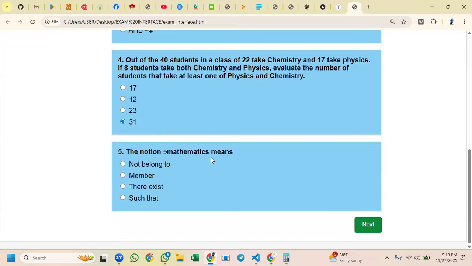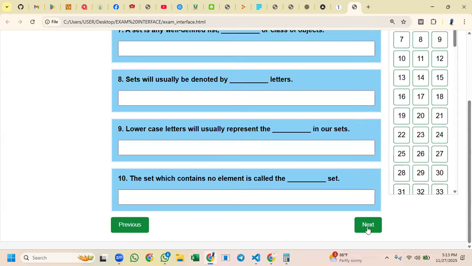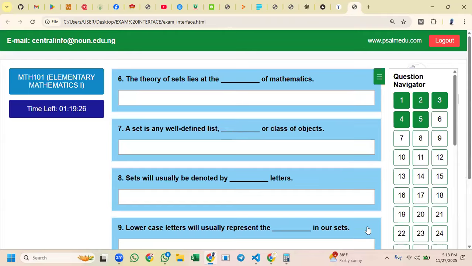B. Member. Are you sure? Is that not such that? I think that is such that too. But if you say we should go for member, I'll go for it too. Okay. No, we'll go for such that. Okay. So next. Member is the other way round. Okay. Yes, when it's member.